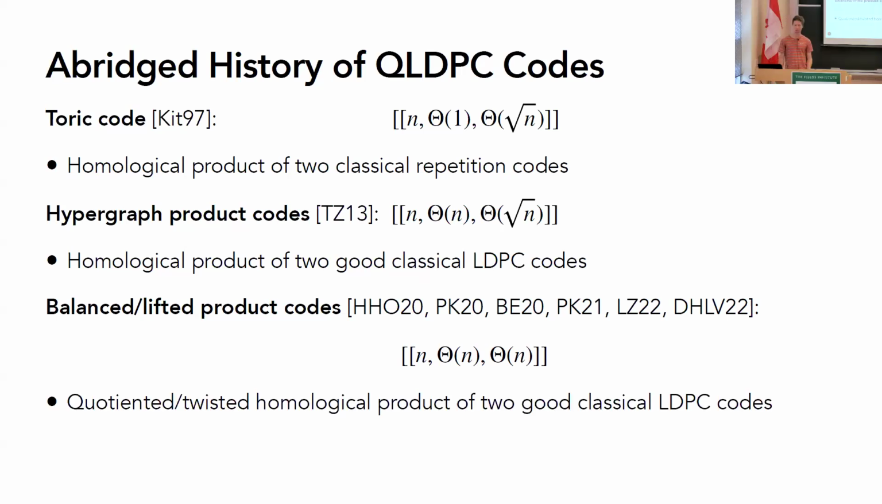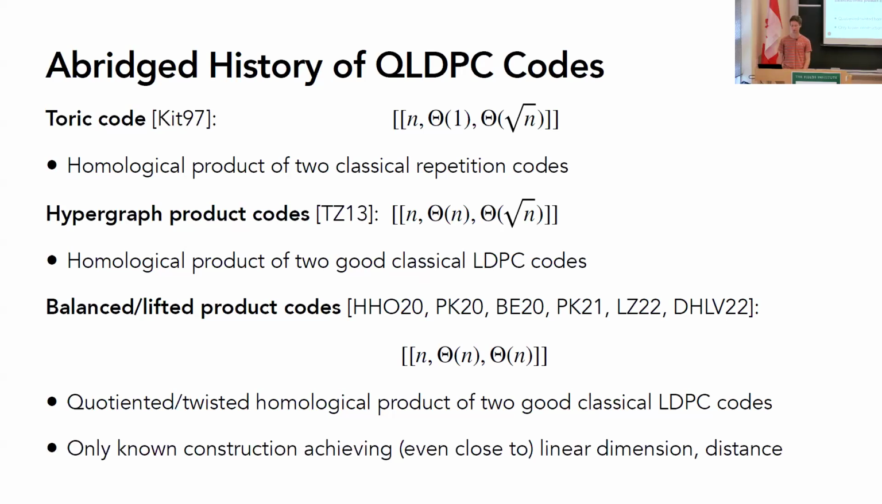But they're based on this balanced or lifted product, which is really a homological product, but with some quotienting or some twisting. So it's more of an involved construction. And it's a one-shot thing. You need 2 large, good classical LDPC codes, and then in one shot, you take a product of them, you make sure you set things up so that there's a really large symmetry acting on this product, and you quotient out by this symmetry. And so it's a really beautiful construction, but it's also fairly rigid because you need such a large symmetry. And in fact, this is basically the only known construction achieving even close to linear dimension and distance up until this point.